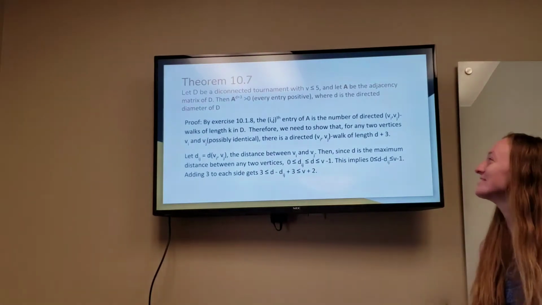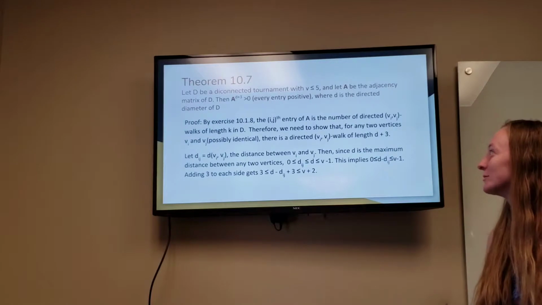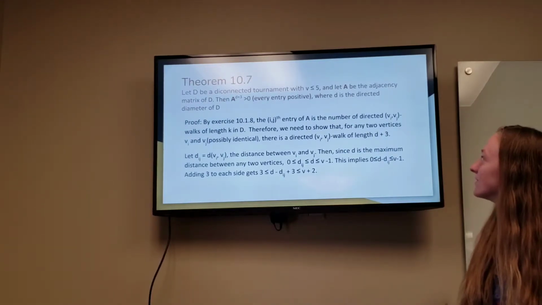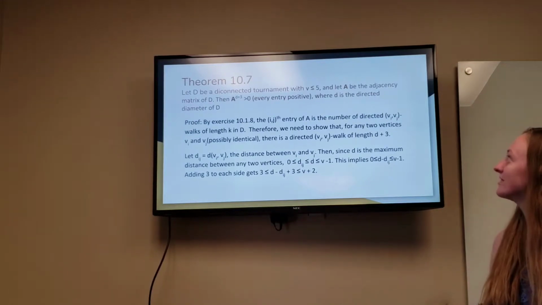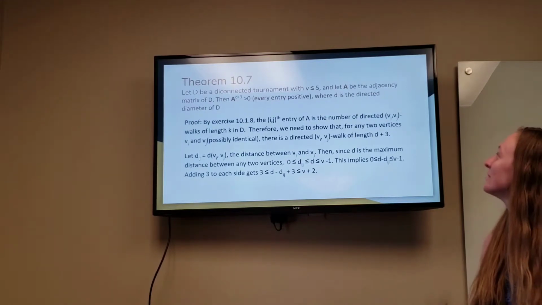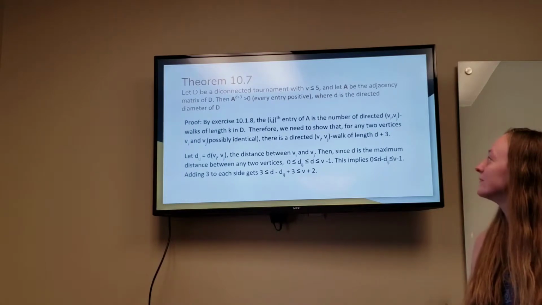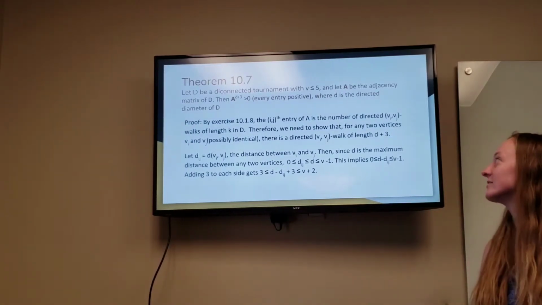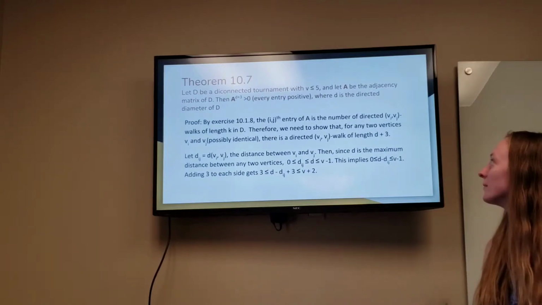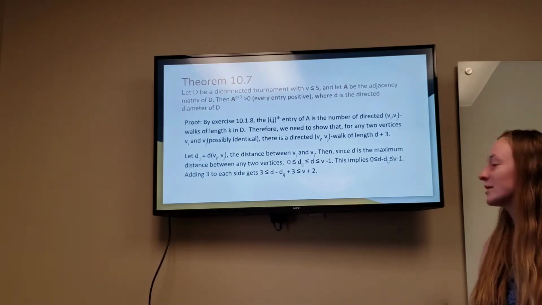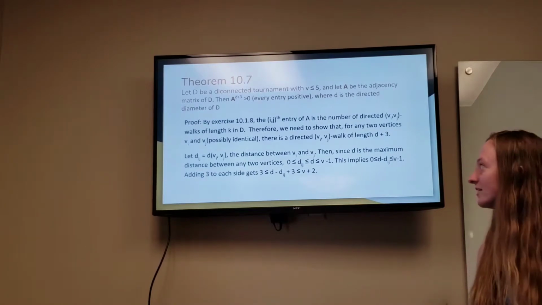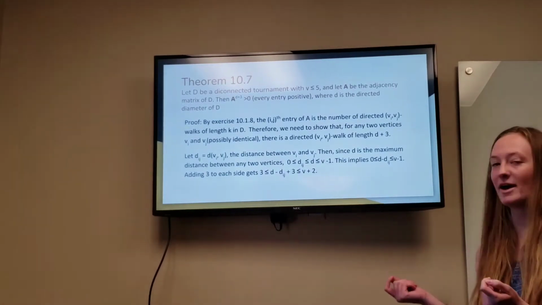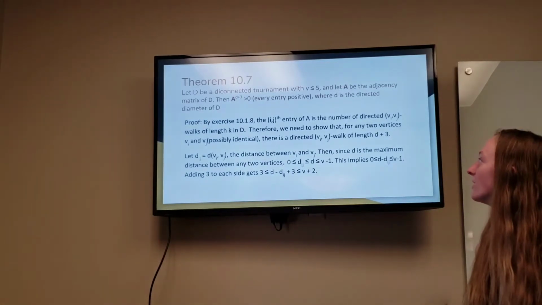Okay, so we first have this theorem. Let D be a strongly connected tournament with v greater than or equal to 5, and let A be the adjacency matrix of D. Then A to the d plus 3 has to be greater than 0, which means that every entry is positive. And little d is the directed diameter, which just means that if you take the distance between any 2 vertices, d is the maximum distance between any 2.